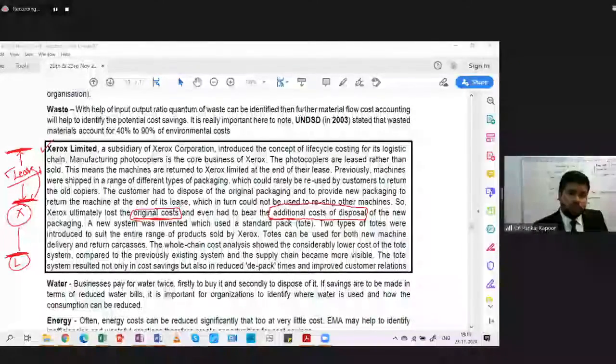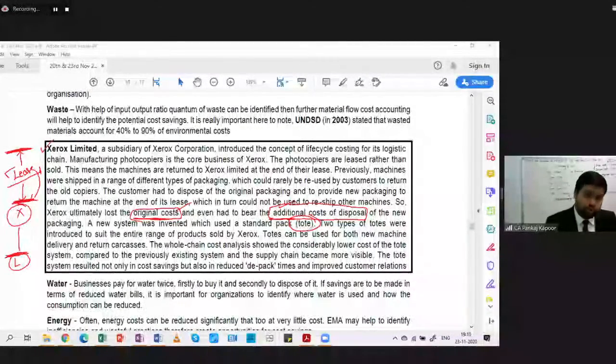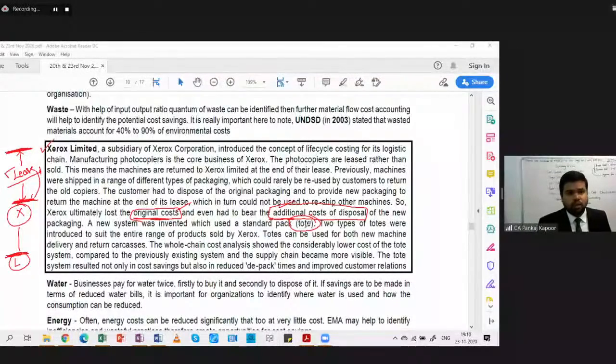Now, instead of this, what Xerox did, rather than using customized packing according to the size of each photocopier, they started using the tote. Totes are a kind of carry bag which can fit anything. So they started using two sizes of standard tote, which is kept carefully by the lessee as well. Whenever the lessee needs to return the machine, the lessee returns the machine in the same tote, and the same tote was used again by Xerox to send the machine to the second lessee.